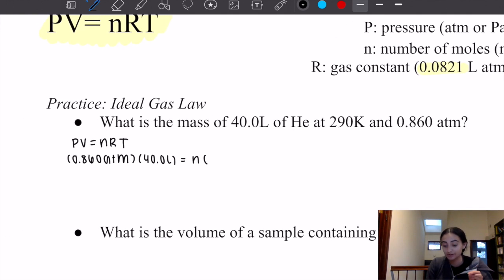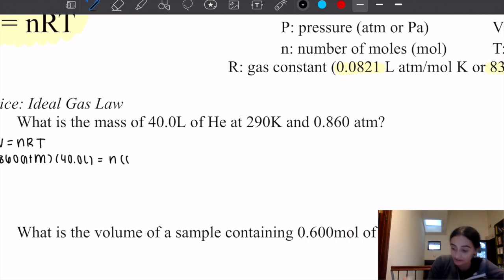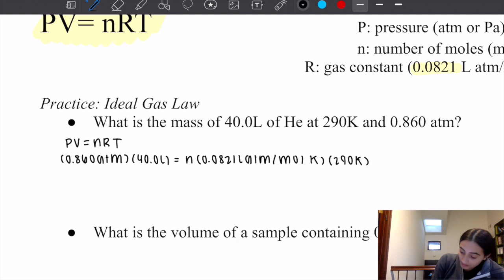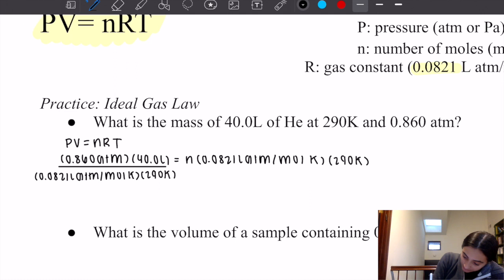Our gas constant, because our units of pressure are in atmospheres, is going to be 0.0821 liters atmospheres per mole Kelvin. And our temperature is 290 Kelvin. So now what we're going to do is divide both sides by 0.0821 liters atmospheres per mole Kelvin times 290 Kelvin.